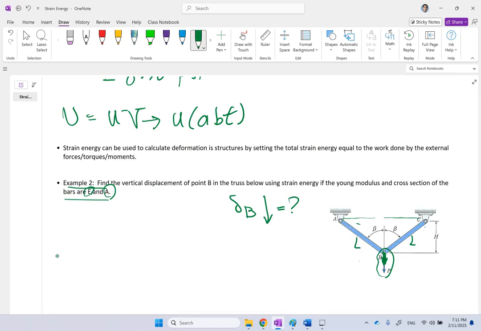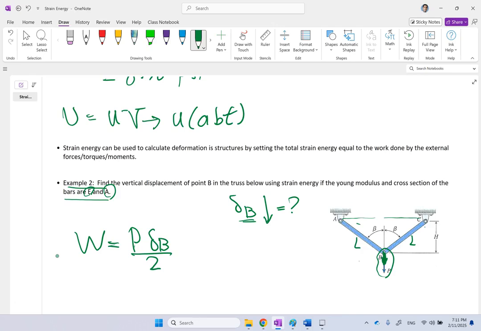So the way we do it is we calculate the strain energy in these two members and set it equal to the work done by this force P. Now the question is, what is the work done by force P if point B goes down by delta? Well, the work done is clearly going to be P times delta B over 2. Remember, we are working in the linear region, so the work done or the strain energy is going to be force times displacement divided by 2, okay? Because it behaves in a linear manner, so the area under the curve is going to be a triangle, and there is always a 2.